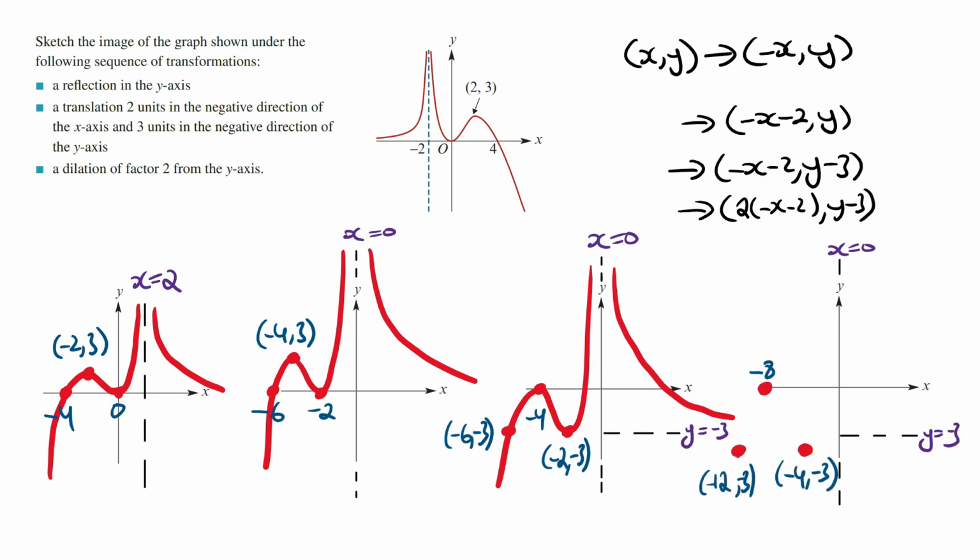And so sketching the graph, passing through these points and approaching these asymptotes, we're going to get the image graph looking something like this. Just note that these sketches are not to scale, but we do have the right shape and the correct coordinates.